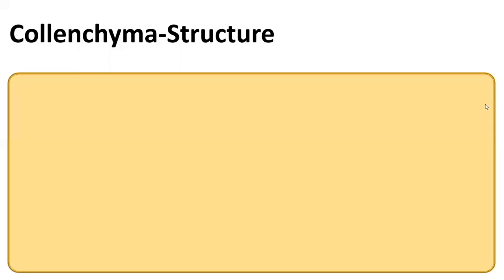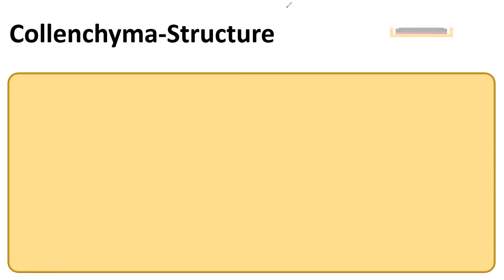Hello everyone. Today we are going to discuss Collenchyma and Sclerenchyma in this video. Now, coming to Collenchyma, it comes under simple permanent tissue. Okay, so it is made up of a homogeneous type of cells.